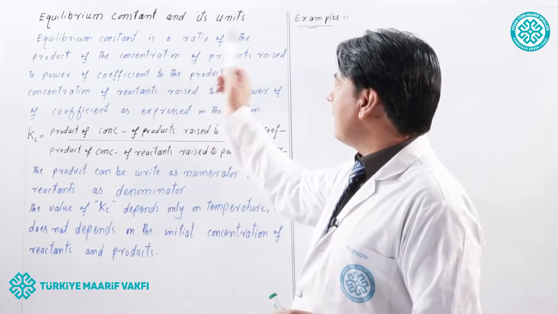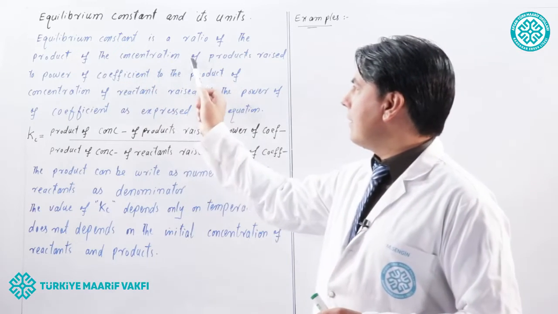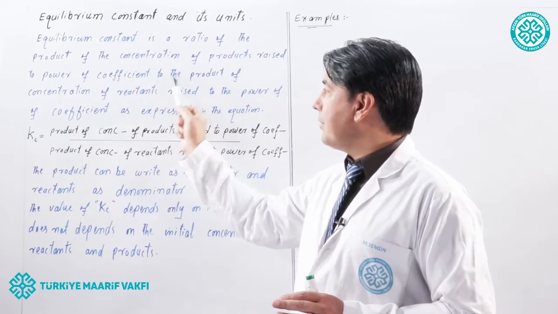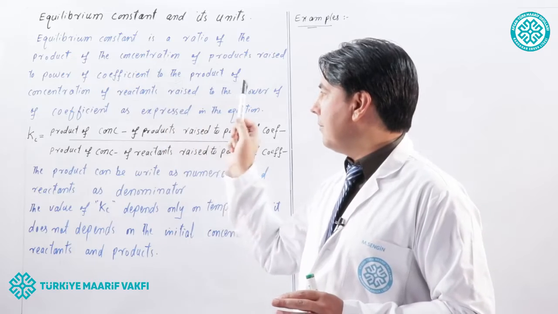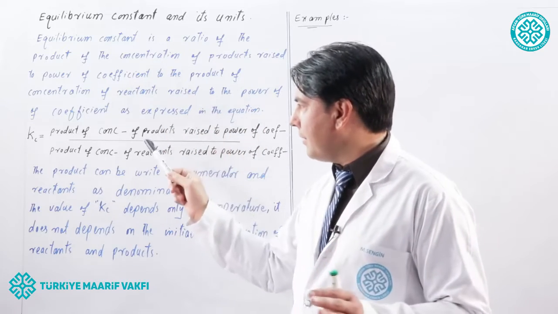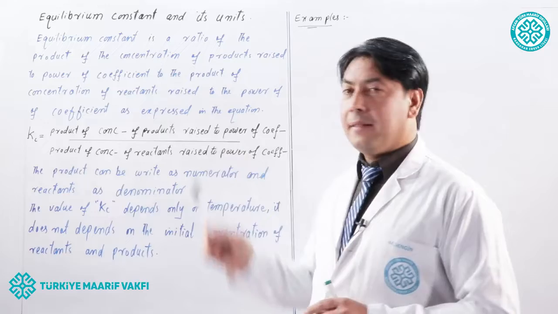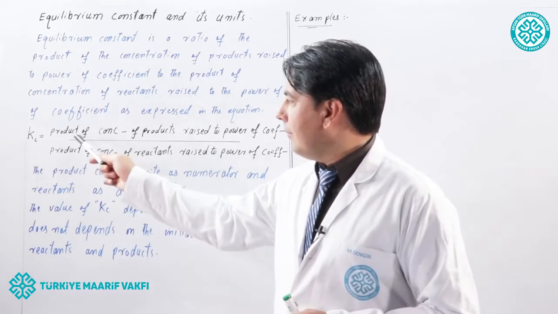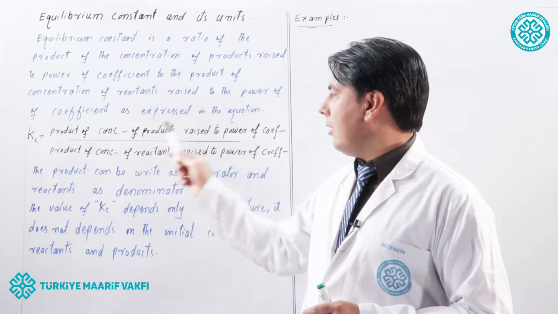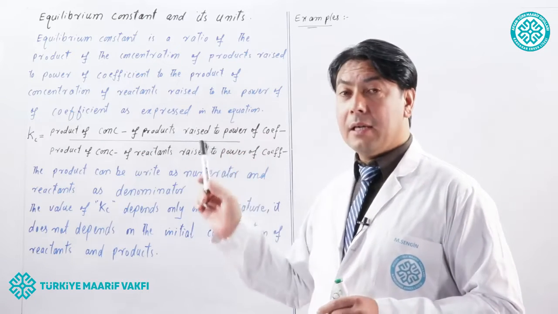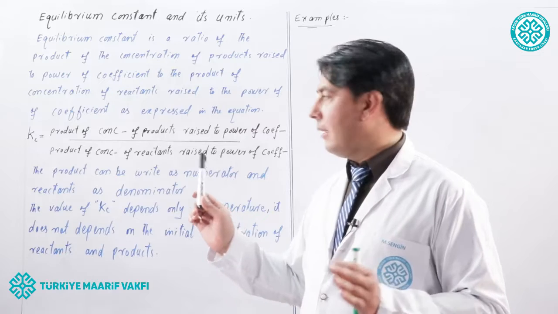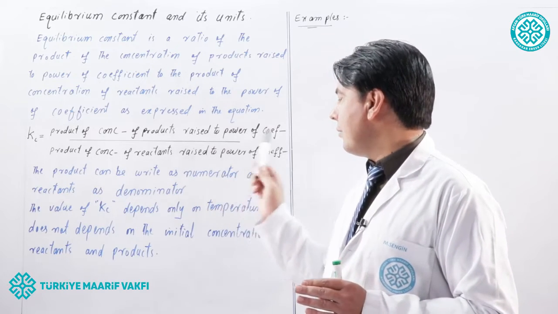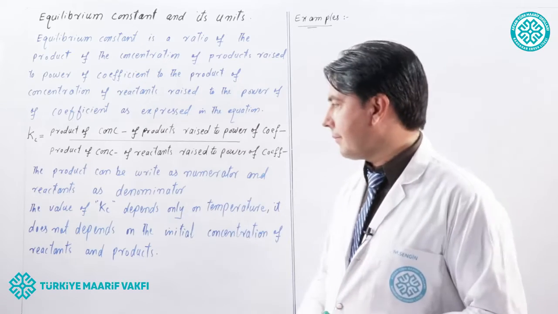Equilibrium constant is a ratio of the product of the concentration of products raised to the power of coefficient to the product of concentration of reactants raised to the power of coefficient, as expressed in the balanced chemical equation. So, Kc is equal to the product of concentration of products raised to the power of coefficients, divided by the product of concentration of reactants raised to the power of coefficients.